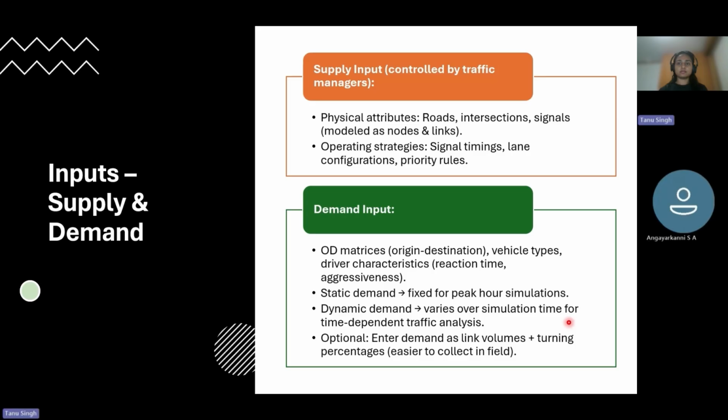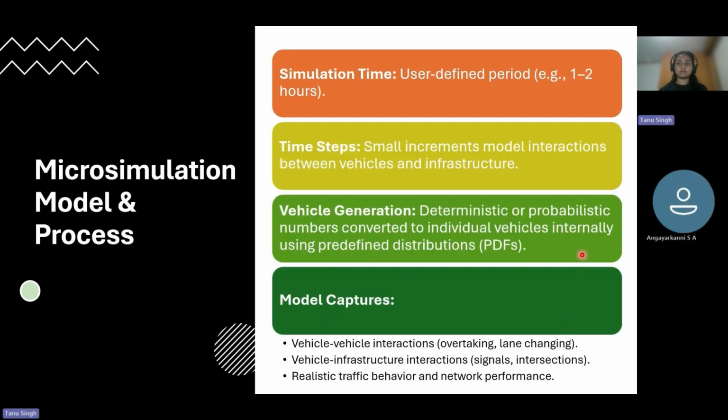So these are the inputs, demand and supply. Now coming to the microsimulation model and process, that is step 2, how we model them. And third will be the output. So input, then the model, and the output. Here we are in step 2. Once the inputs are set, we run the microsimulation. The user defines the simulation time, that is mostly about 1 to 2 hours.